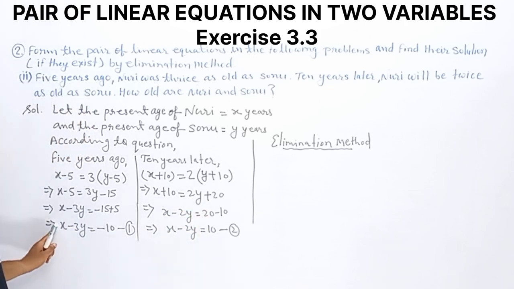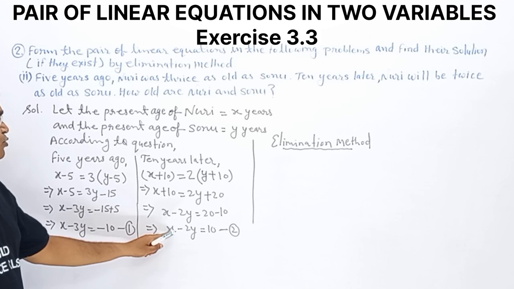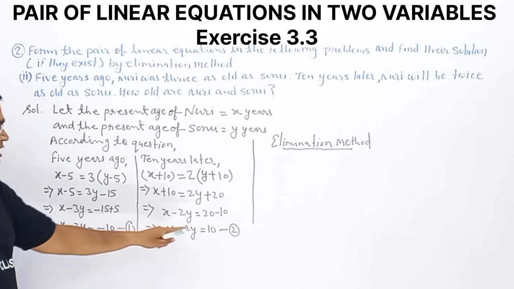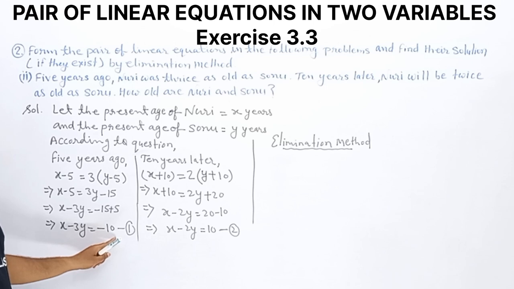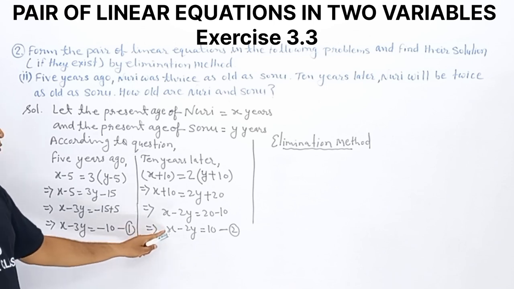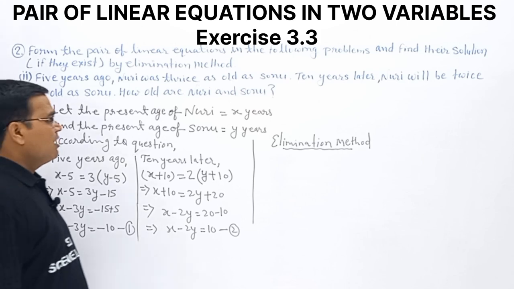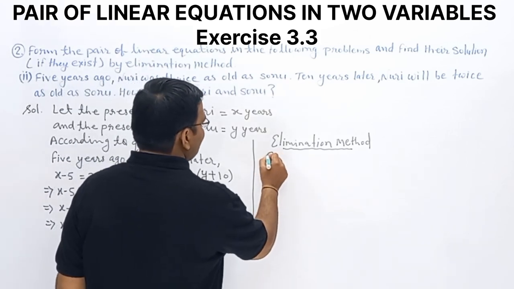The x coefficient is 1 in both. It means once we subtract this equation from this one, the sign of this one will become minus, and this x will be cancelled. Then we are getting a y variable equation. Clear? So how will we eliminate?